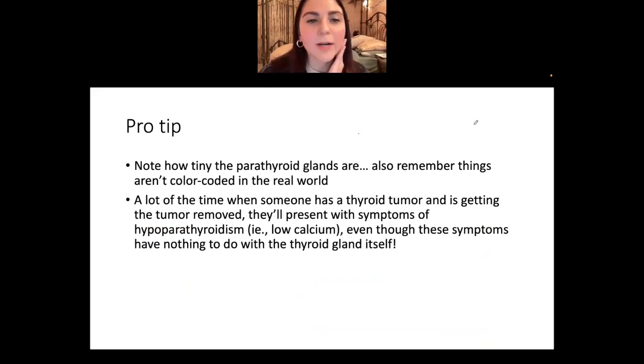So a lot of the times in vignettes, it'll say someone has a thyroid tumor and now they're having symptoms of hypoparathyroidism, like low calcium, for example, and other things. I didn't want to go into it too much because that's more of a physio thing you'll cover. But they'll present with these symptoms of hypoparathyroidism, and you're like, wait, why? They won't tell you this in the vignette, but you have to almost assume, oh, there was a thyroid tumor, so they definitely got their parathyroid glands accidentally taken out.